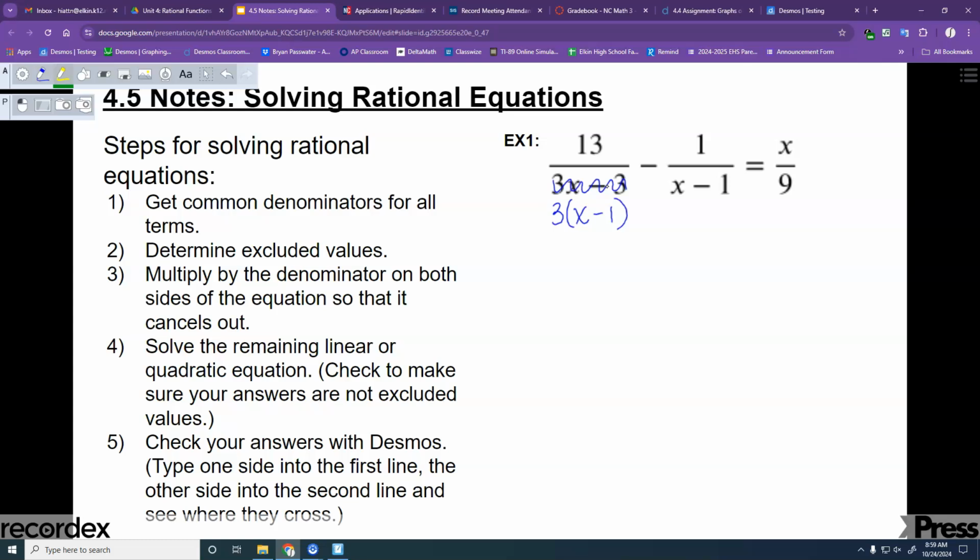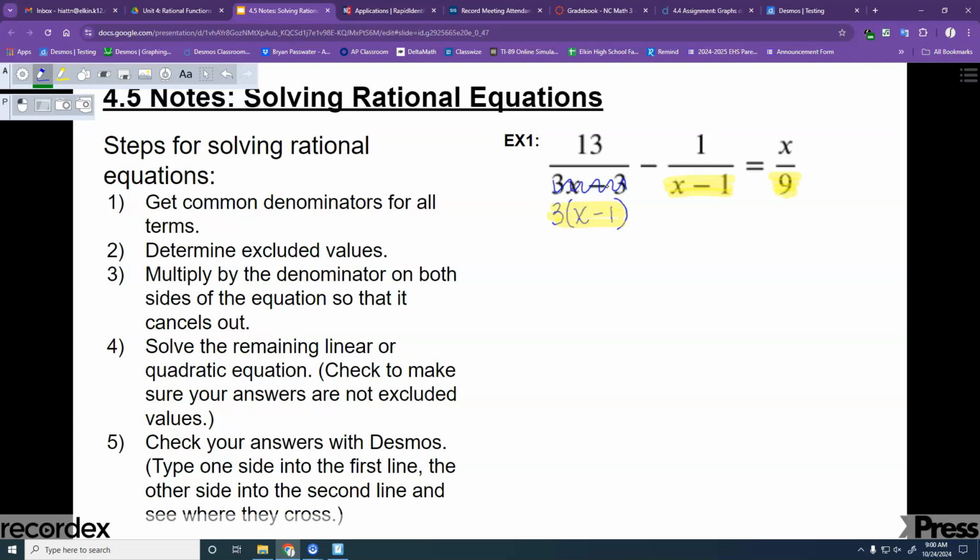So if I look at those denominators, I've got a 3 times x minus 1. I've got just an x minus 1, and I have a 9. So think about those numbers separately from the x minus 1s. I've got a 3 and a 9. What could I use for the least common denominator for those? 9. I'd have to use 9.